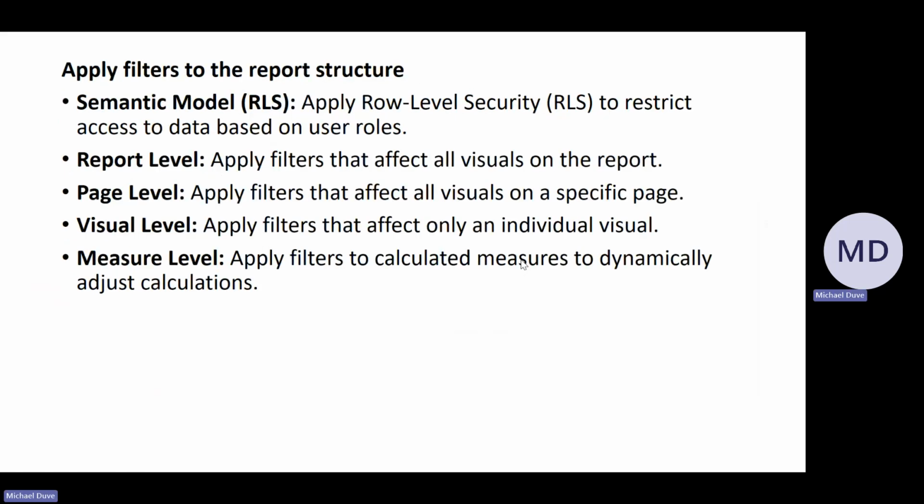So now you can apply filters to the report, right? That is, you have the semantic model, row level security that we have also discussed, that restricts access to data based on user roles. Then you've got report level, that is applying filters that affect all visuals on the report. Then you've got page level, that is applying filters that affect all visuals on a specific page. Then you've got visual level, that is applying filters that affect only an individual visual, right?